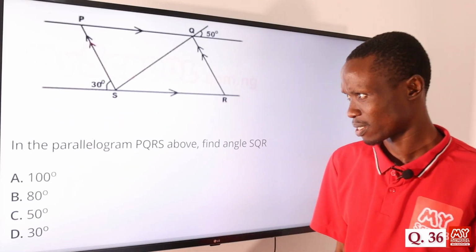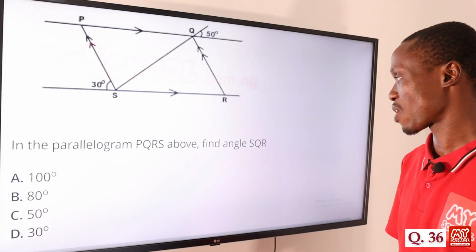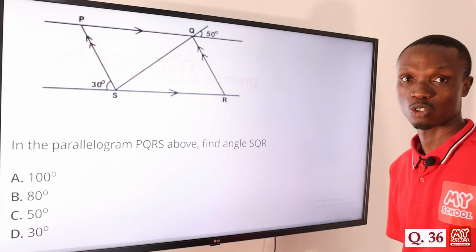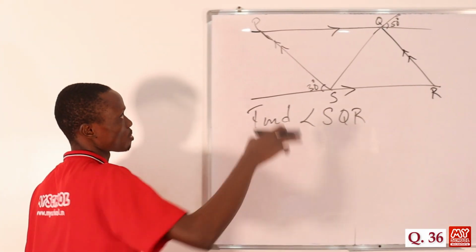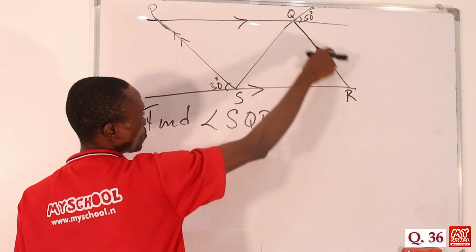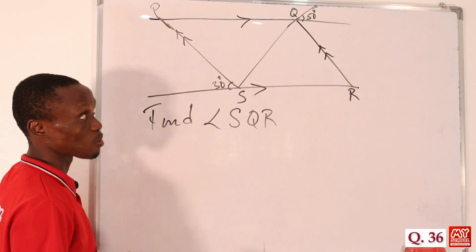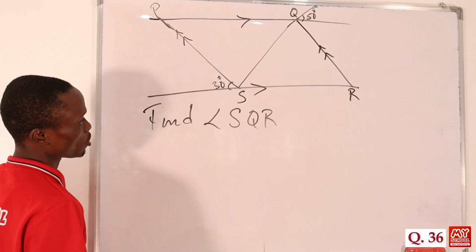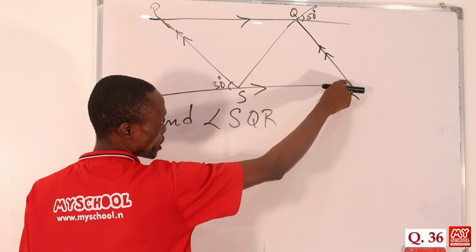Question 36. In the parallelogram PQRS above, find angle SQR. So let's move over to the board to provide an answer to this question. This is the parallelogram that is given to us, and we are asked to find SQR. To do this, there are many ways we can do it. It just depends on how you look at it. But first of all, let's get the value of angle R. Let's get the value of the angle that is here.